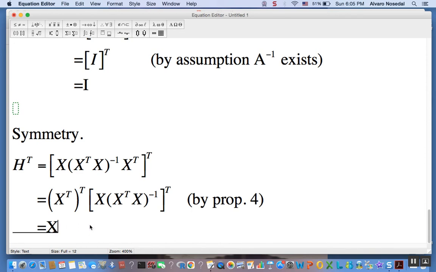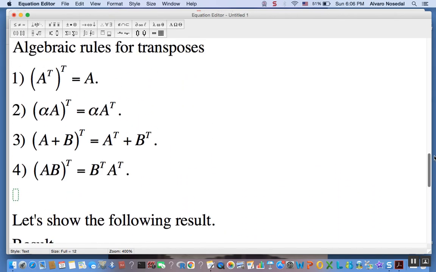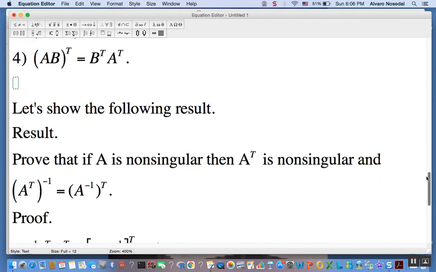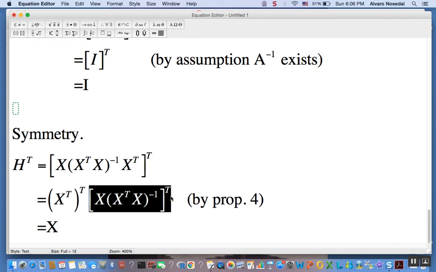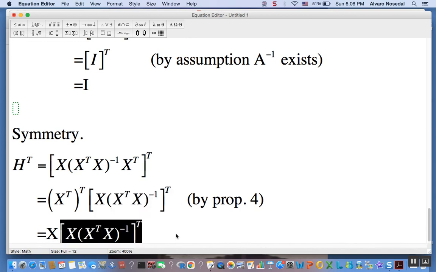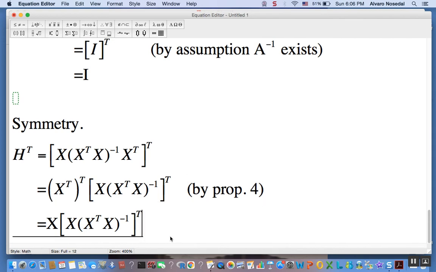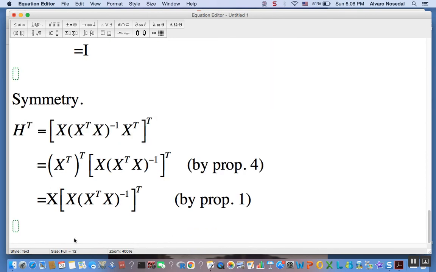Okay? Now, we have, again, the product of two matrices transpose. So it's going to be this guy transpose times X transpose. And again, we're going to be using property number 4. But this one here is just by property number 1. Okay? So let me just say that here. Property number 1.